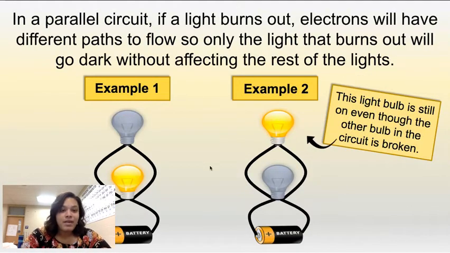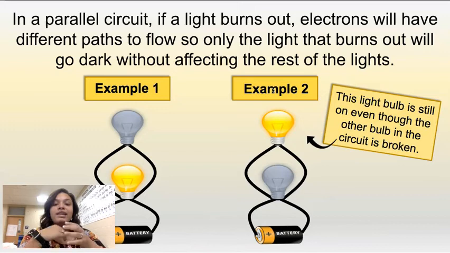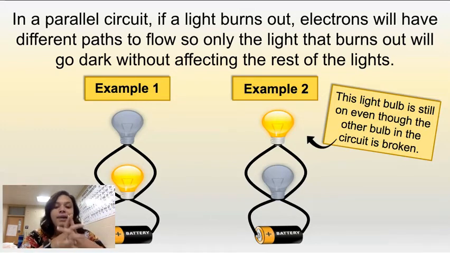So in this example, if my top bulb breaks, my bottom bulb still works. If my bottom bulb breaks, my top bulb still works because there are multiple paths for the electricity to take. So that's a huge advantage of these parallel circuits. It allows for electricity to keep flowing even if one part of the system burns out or breaks.